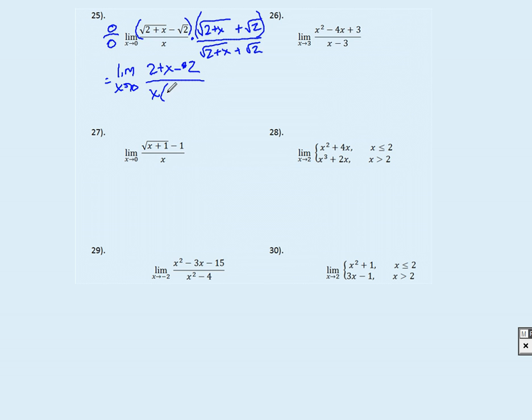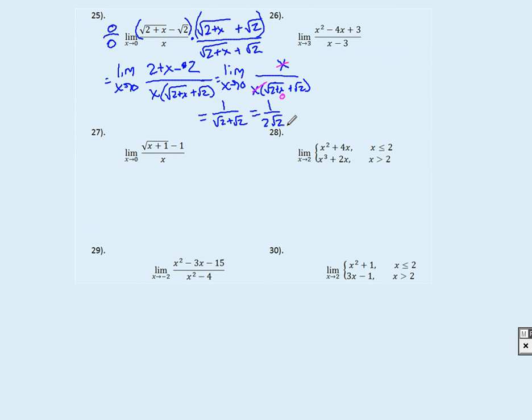On the bottom, I want to leave it factored. X times this square root, 2 plus x plus the square root of 2. Okay, if I simplify it, on top, the 2's will cancel out. I'll have just an x left. X times square root of 2 plus x plus root 2 again. My x's should cancel out, and now that I've canceled out my x's, I can plug something in. I'll plug in that 0, and I will have 1 over square root of 2 plus the square root of 2, or 1 over 2 square roots of 2 as my answer.